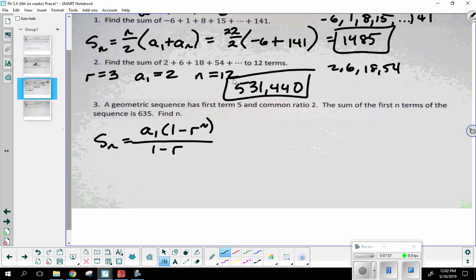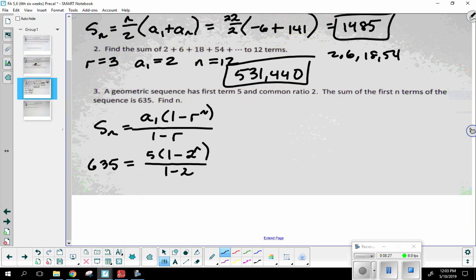So we have a sub 1, 1 minus r to the n over 1 minus r. We're already given the sum, so I'm going to say 635 equals the first term 5 times 1 minus, what was r? 2. You're right. To the n power divided by 1 minus 2. So all we have to do is work backwards and figure out what n is. 1 minus 2 is negative 1, right? If I multiply through by negative 1, that would be negative 635 is equal to 5 times 1 minus 2 to the n.